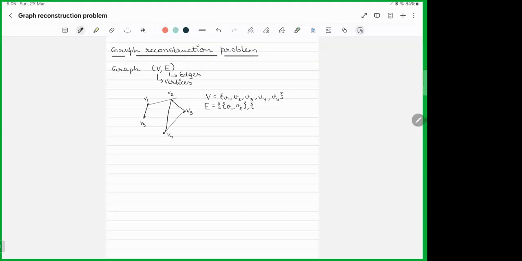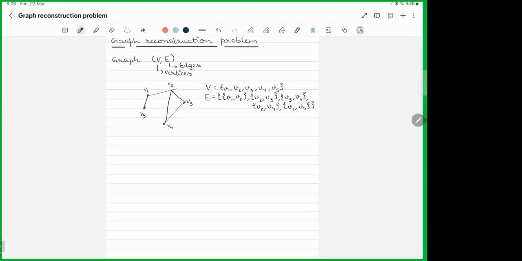So here you can see that my vertex V1 and V2 are connected. Similarly, vertex 2 and vertex 3 are connected. Vertex 3 and vertex 4 are connected. Vertex 2 and vertex 4 are connected, and vertex V1 and vertex V5 are connected. So basically a graph is a collection of some vertices and some edges, and each edge joins two of the vertices. What we see here is a pictorial representation of a graph. So if I look at this graph.